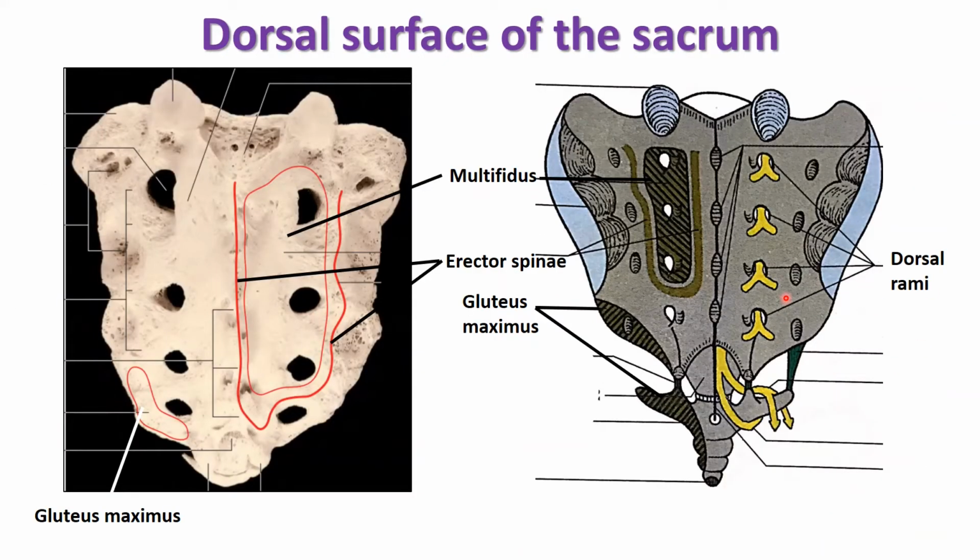Now the dorsal surface of the sacrum. Dorsal surface of the sacrum gives origin to erector spinae muscle along a U-shaped line passing over the spinous and transverse tubercles. So the line is on the median sacral crest and on the lateral sacral crest. This U-shaped line gives origin to the erector spinae muscle.